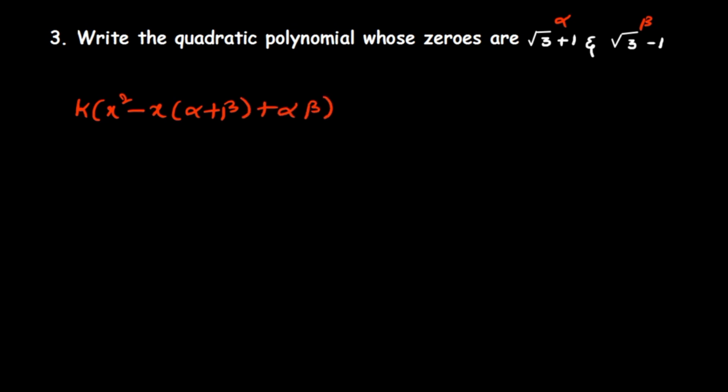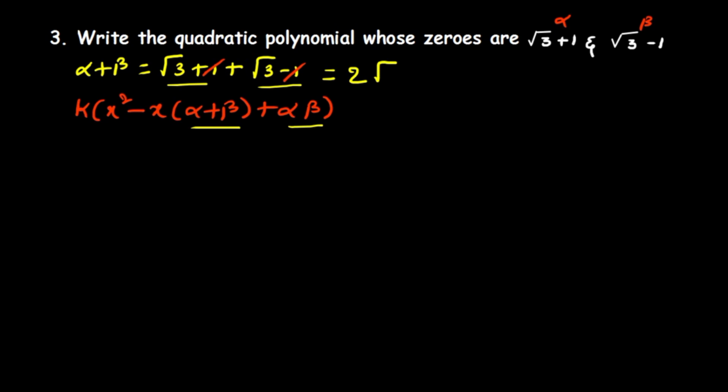So what is alpha plus beta here? We should find alpha plus beta and alpha into beta, right? So alpha plus beta is √3 plus 1 plus beta, which is √3 minus 1, right? So this is alpha and this is beta. Now here you can check, +1 and -1 get cancelled, then we get √3 plus √3, that is 2√3.